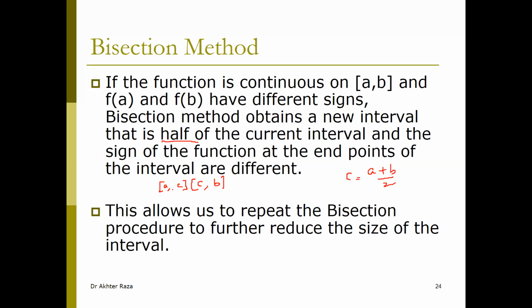Now either the root will be in this interval or it will be in this interval. So we have to check the product again at FA and FC. If the product of FA and FC is negative, the root is in this interval. If the product of FC and FB is negative, the root is in this interval. So this is the technique which we have to follow until either the number of iterations is completed or the error is reduced to a certain amount.